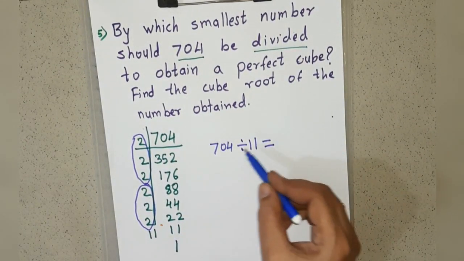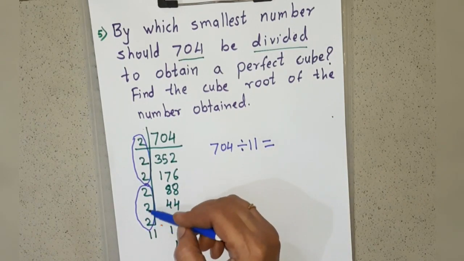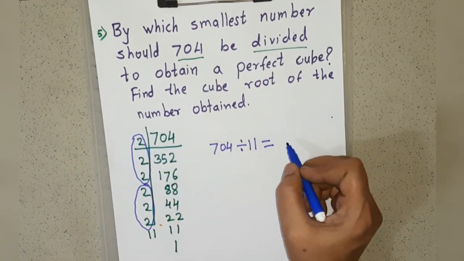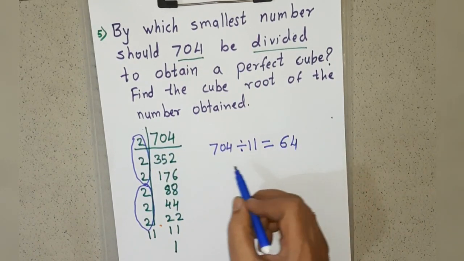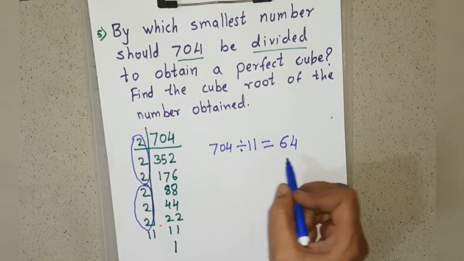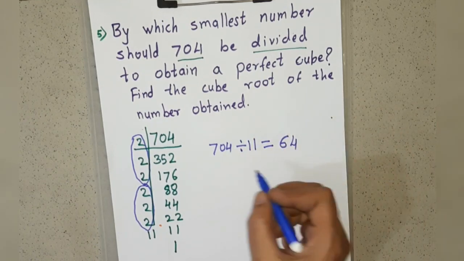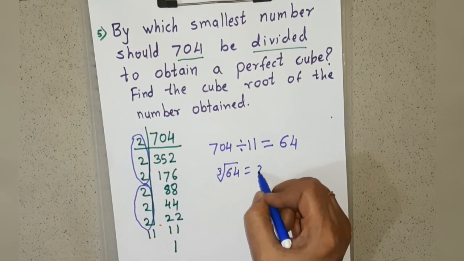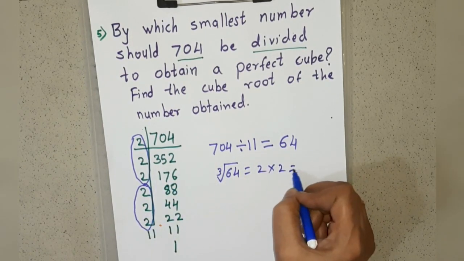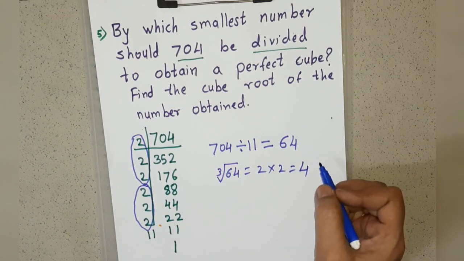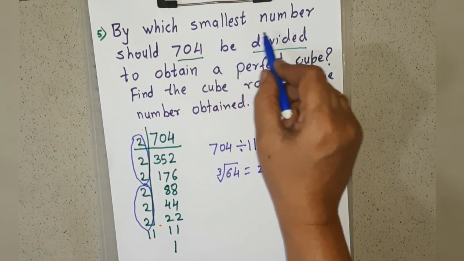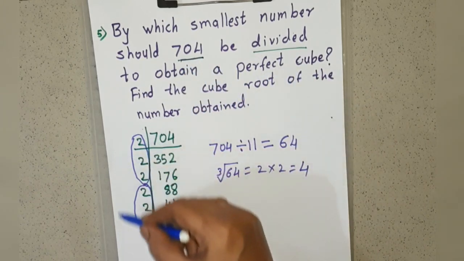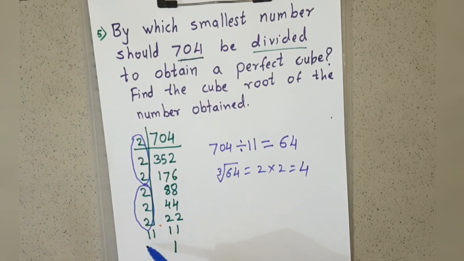And how do I orally divide it? Just multiply this. 2 2s are 4, 4 2s are 8, 8 2s are 16, 16 2s are 32, 32 2s are 64. Easy. So the smallest number required was 11, and find the cube root of the number so obtained. So cube root of 64 is nothing but 2 from here and 2 from this group, which is equal to 4. Understood children? So we have seen by which smallest number we should divide 704 to obtain a perfect cube. We found the prime factorization. 11 was left alone.